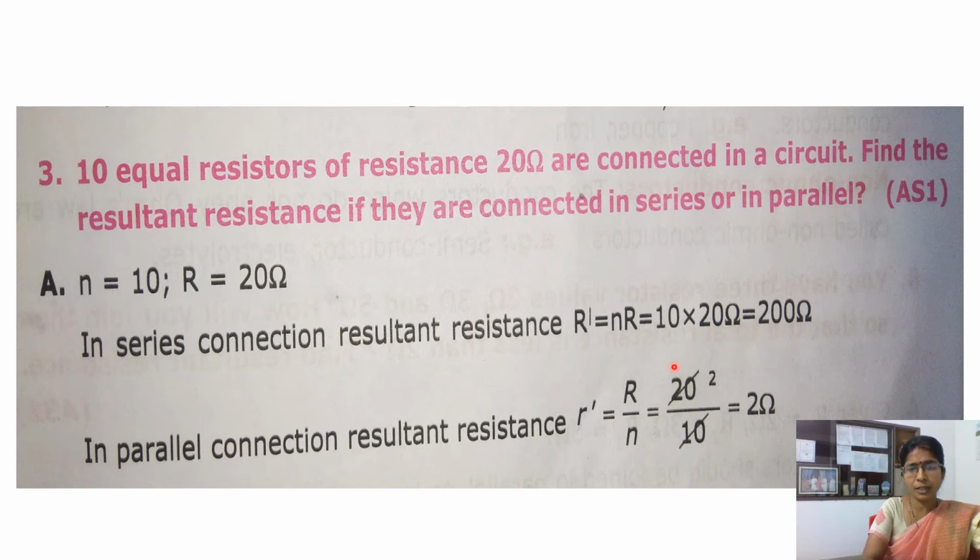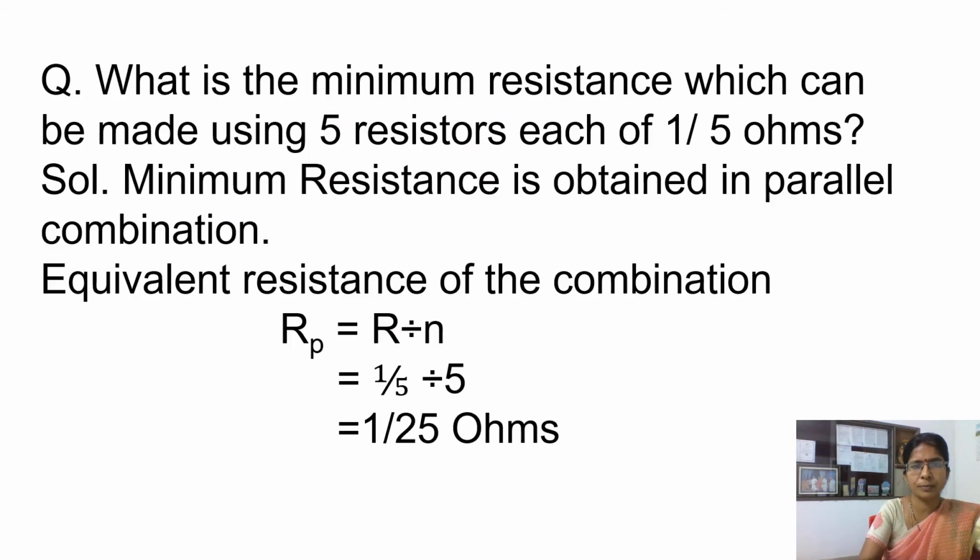Now suppose if they are connected in parallel combination, what is its equivalent resistance? Then R dash is equal to R by N. So here in the parallel combination, the total resistance gets divided. Since it's shared, we can divide them. 20 by 10 is equal to 2 ohms. Okay. Now let's move on to the next one.